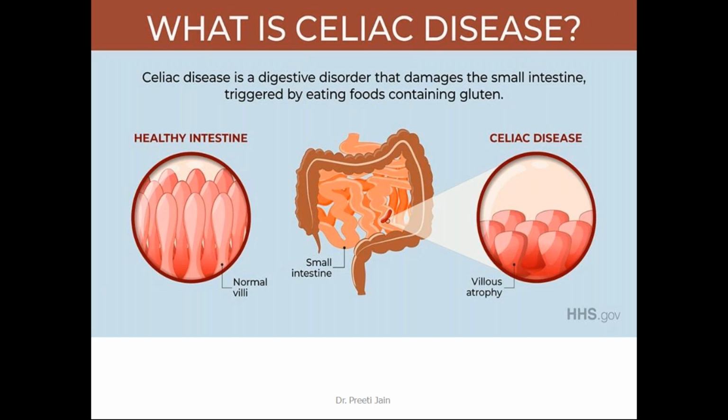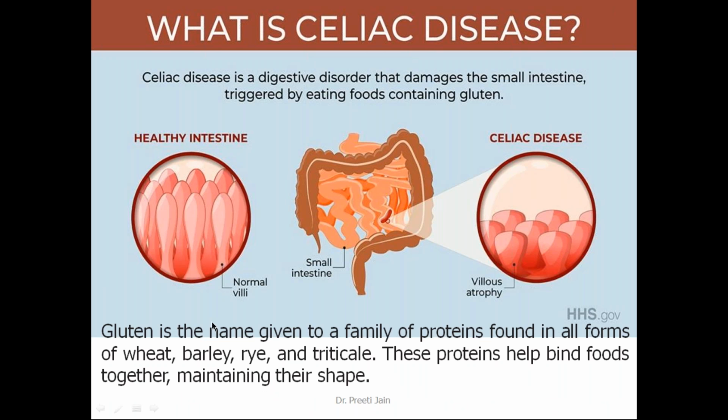So what is celiac disease? Basically, it is a digestive disorder that damages the small intestine. It is triggered by eating foods containing gluten, right? Foods which contain gluten will aggravate or trigger it. Now, this can manifest itself at any point of time in life. The person may be absolutely normal, and there are certain predisposing factors, certain risk factors which can lead to the precipitation of this illness in later life, right? And one of them, of course, is stress.